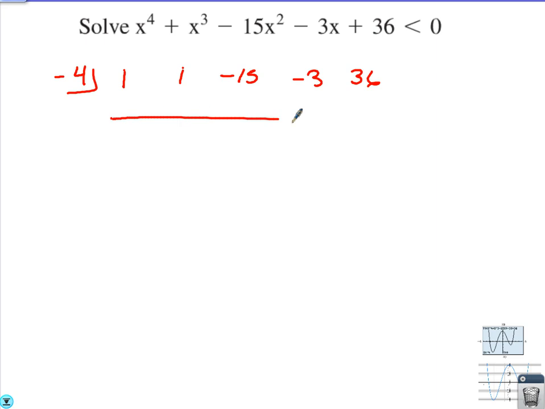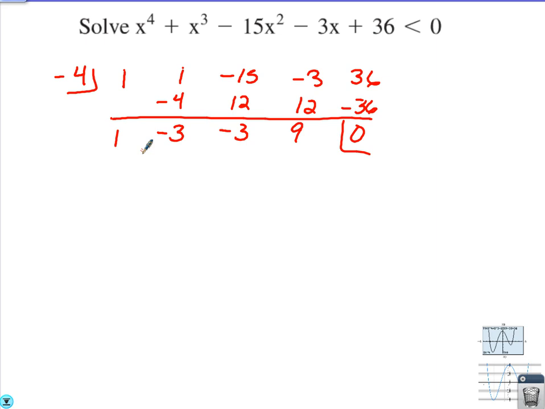Y'all have not worked with me on x to the 4th. Bring it down, multiply, add, multiply, add, multiply, add, multiply. Wow, we were right. 0. And again, guys, what you just did, you broke down x to the 4th into x plus 4 and x to the 3rd stuff. So if you want to write that back out, your inequality is now x plus 4 times this stuff, but don't even worry with that.